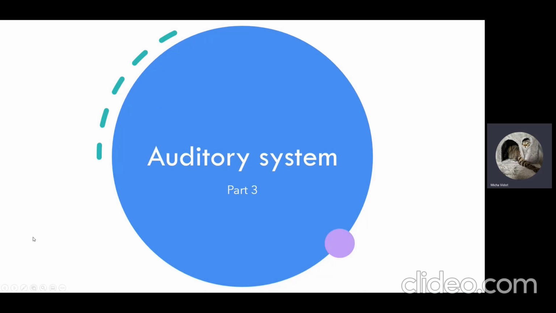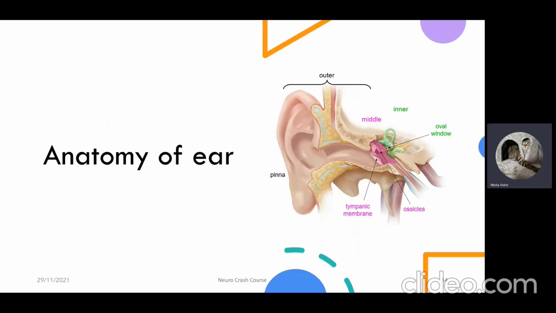Welcome to part 3 of the neuro crash course, which is on the auditory system. So starting off with a bit of brief anatomy, you have an outer, middle and inner ear. The outer ear is made of the pinna and the ear canal. The canal ends at the tympanic membrane, which is where the middle ear begins, and the middle ear consists of your 3 tiny bones called the ossicles.